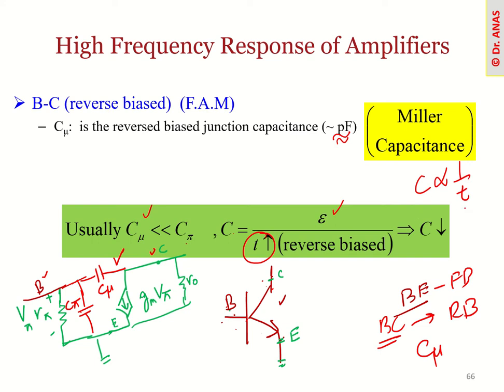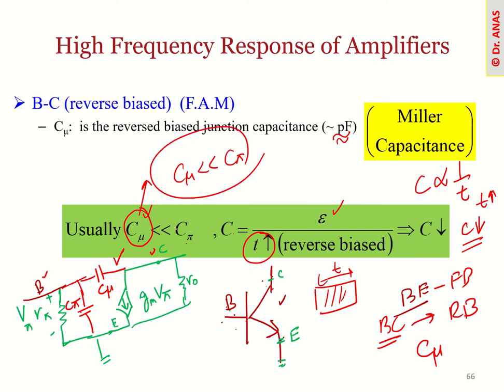If we move more and more towards reverse bias, the thickness of the junction increases. If the thickness of the junction is increasing, then the capacitance will decrease. That's why, because C mu is the reverse bias capacitance, its value is usually very low compared to the forward bias junction capacitance. This is a general rule.